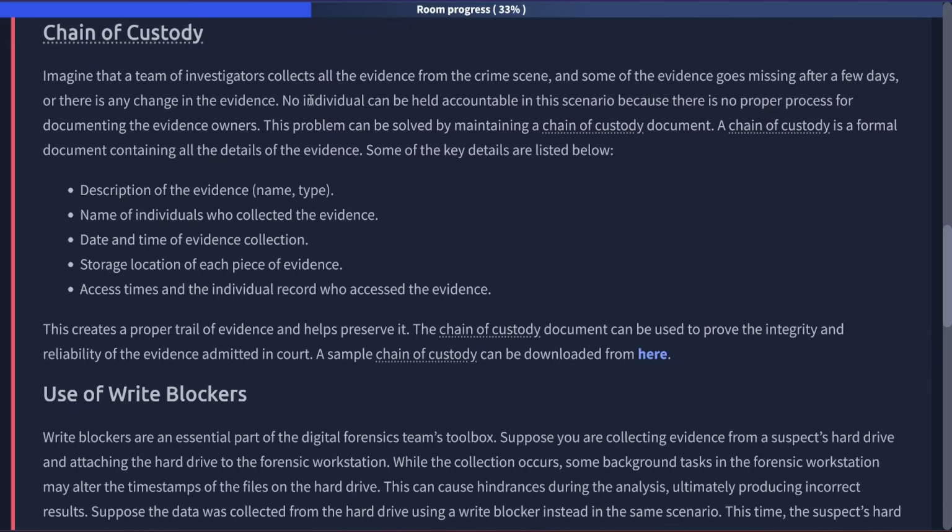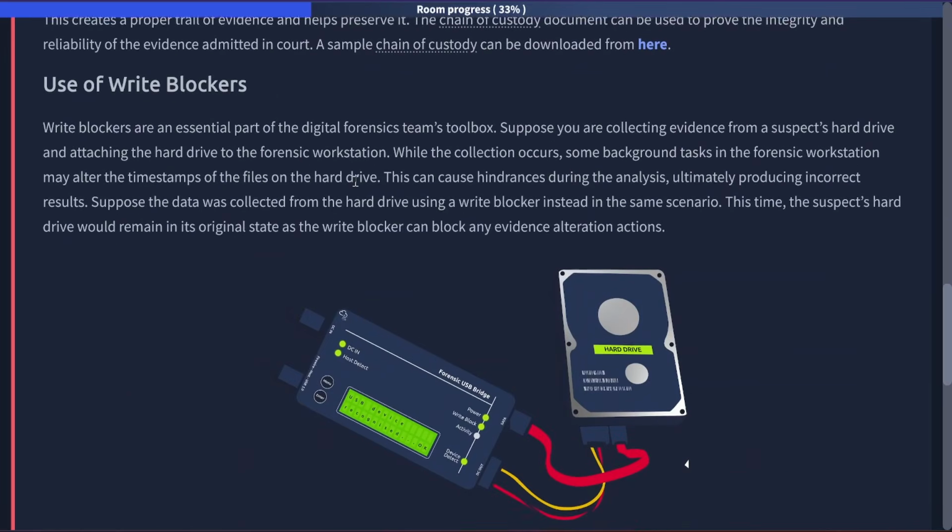So yeah, chain of custody. All of that is right here: it's going to describe the evidence. It's going to name who collected it initially and when they collected it. Then it's going to say where it is stored, how it is stored, and who has accessed it and when they accessed this piece of evidence, right? So that's all really important if you're going to go to court.